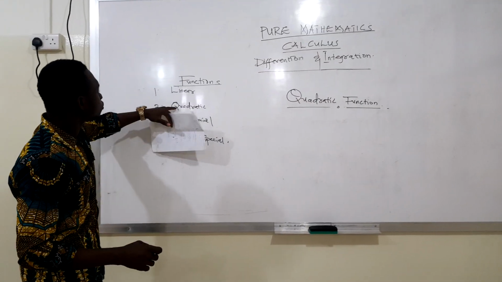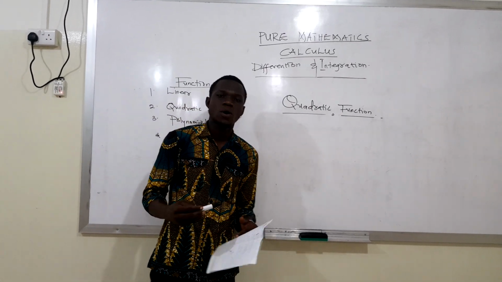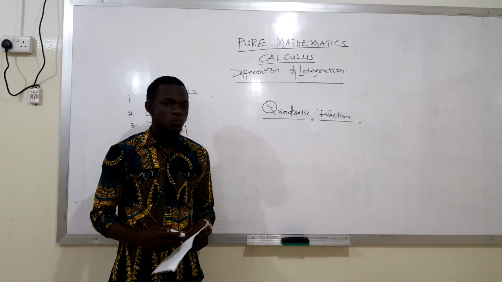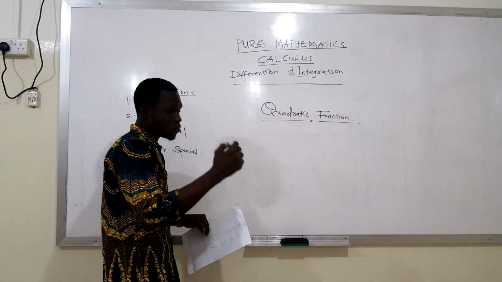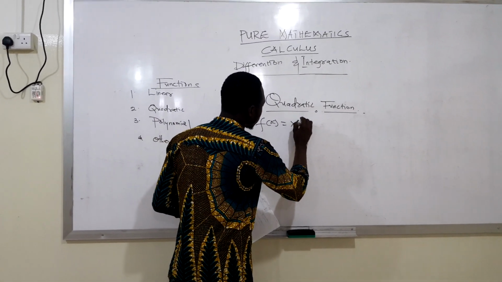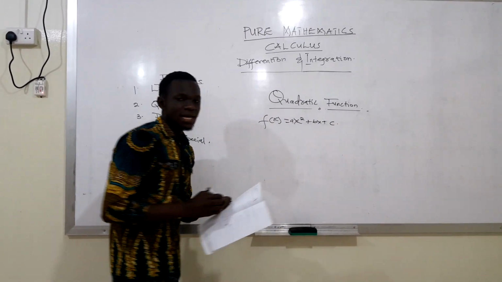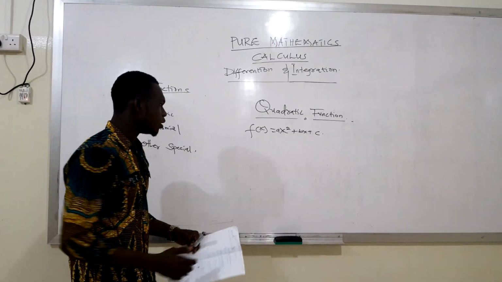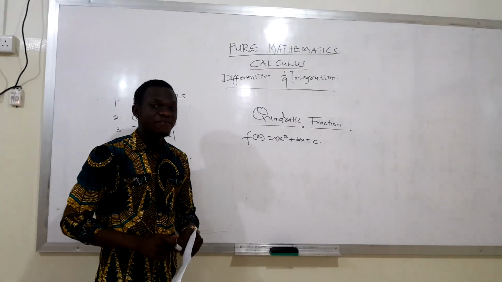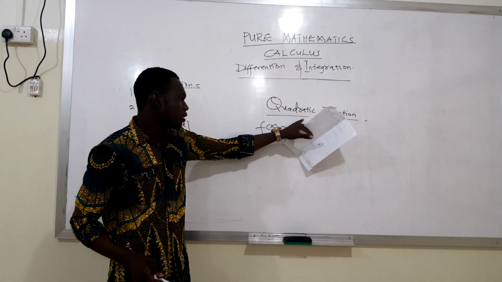Now let us go on to the quadratic function. So quadratic function has to do with the independent variable with a power of 2, or beginning with a power of 2. So given an expression f of x is equal to, say, ax squared plus bx plus c is a quadratic function because we are having the power of the first term to be 2.